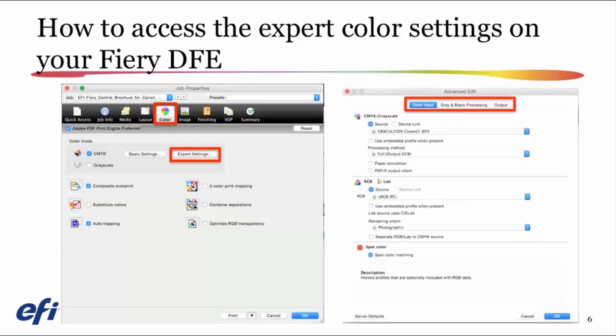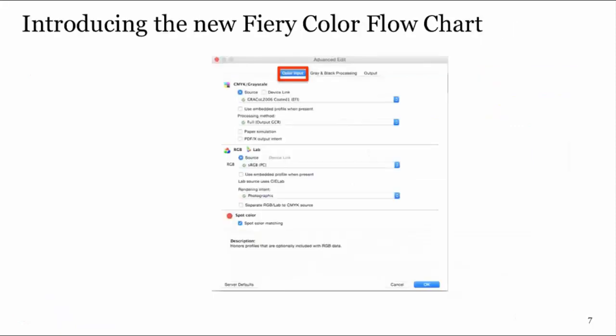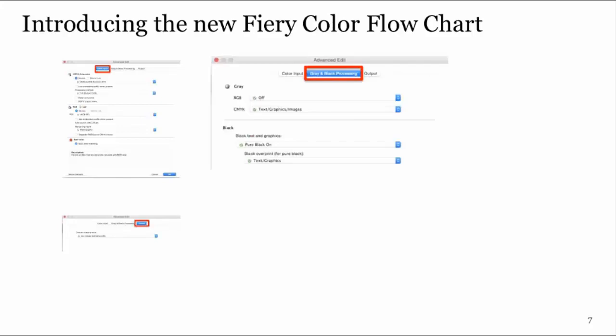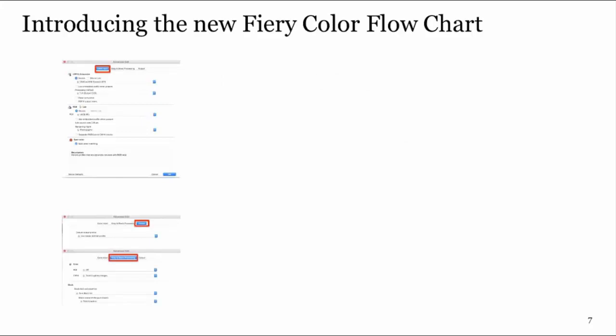The expert settings have three tabs. The first one is for color input. You can see this is where I set those source profiles that I talked about in the last slide, and we'll talk in more detail about these controls. When I go to the color flowchart, you'll see that this input section of the user interface is represented in the upper left-hand corner. There's a second tab within the expert settings for output, and this output section is shown below the input section. Finally, there's a third section for gray and black processing, and on our color flowchart we represent that at the bottom of the left side of the flowchart.